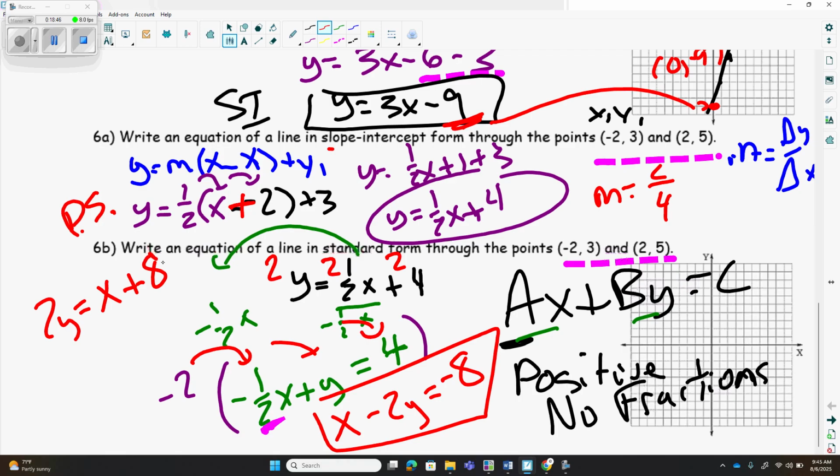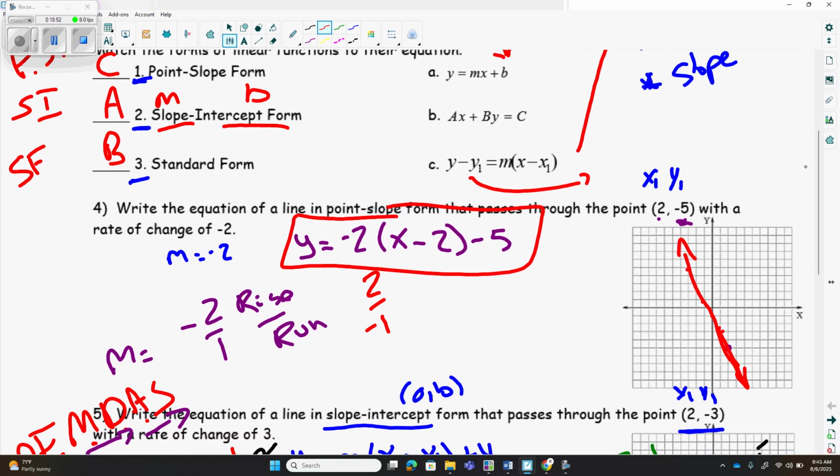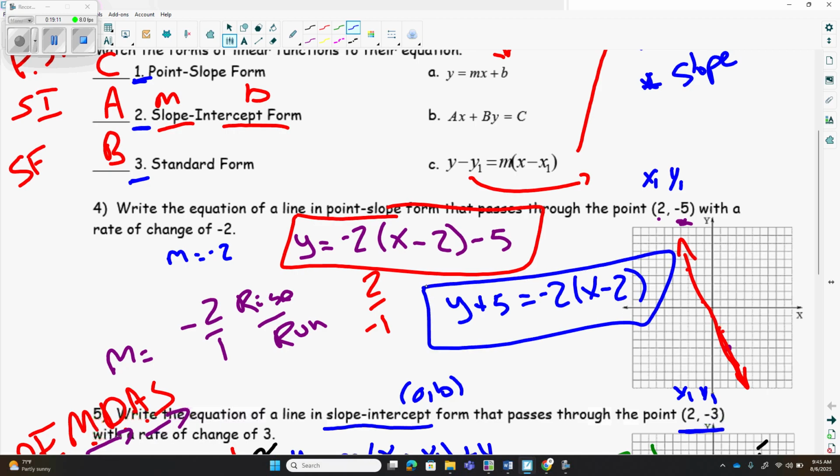Yes. When you have a negative number, like y for instance is -5, would you change the minus to y plus 5? So you would have y plus 5 equals -2 times x minus 2. Yeah. So this is what yours would look like. All right, so I accept either one of those.